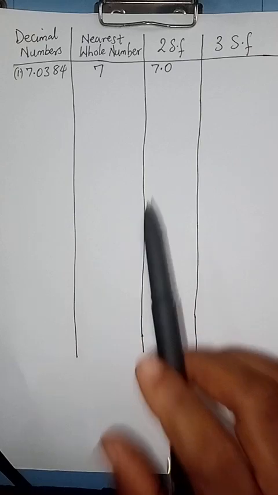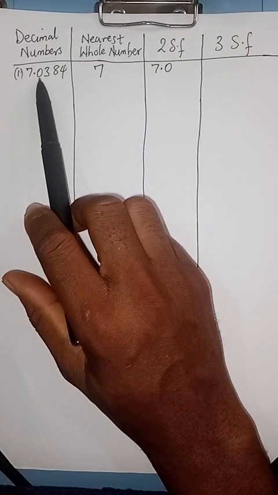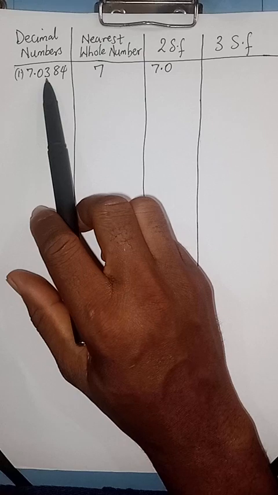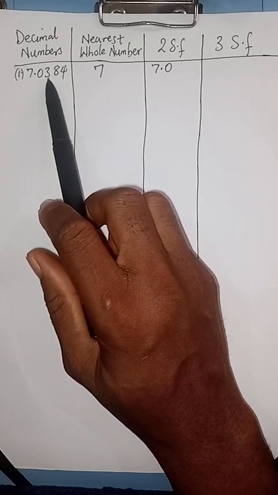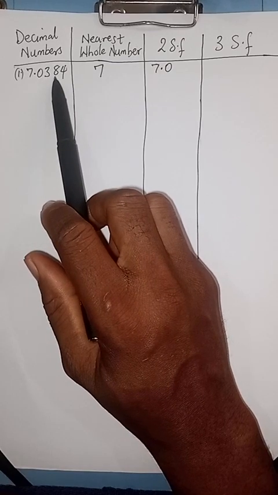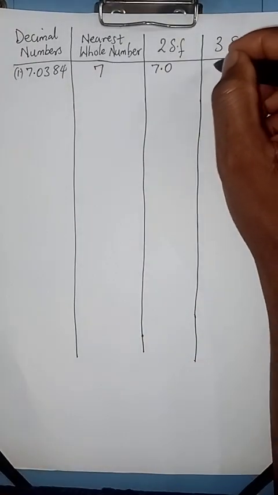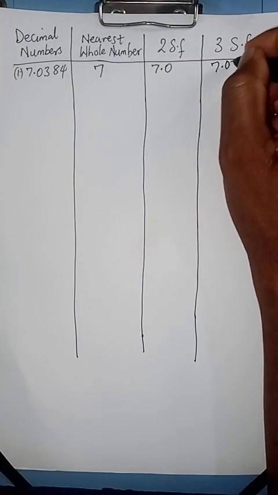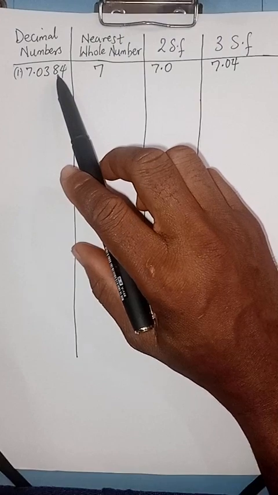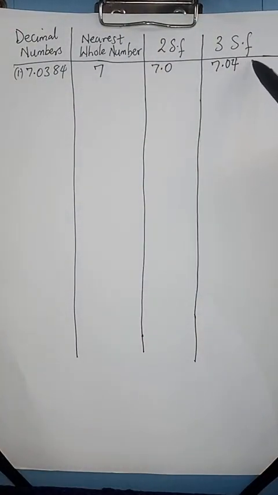Now let's go to 3 significant figures. This is the first 3 figures and they are significant. So those are the 3 figures I'm going to write. But before I write it, I'll check the digit after the 3 significant figures, and that's 8. So it means I am rounding up by adding 1 to 3. So my answer becomes 7.04.